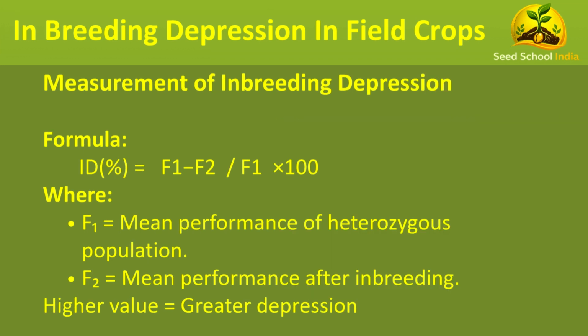Inbreeding depression can be quantified by comparing the performance of the F1 generation with that of the inbred generation. The percentage reduction in a particular trait is calculated using a standard formula. A higher percentage indicates greater inbreeding depression. Measuring inbreeding depression helps breeders to identify promising parental lines and evaluate planned breeding strategies.